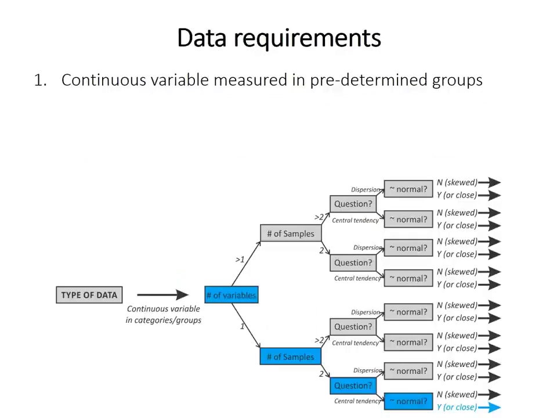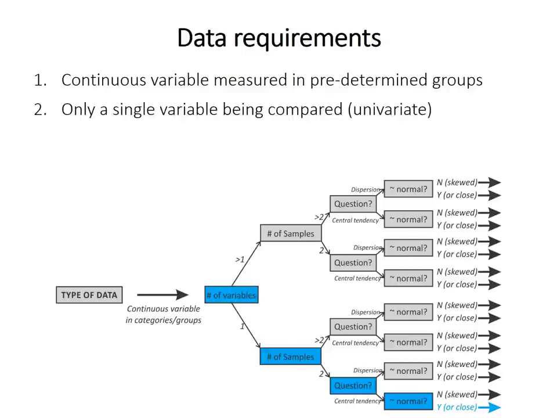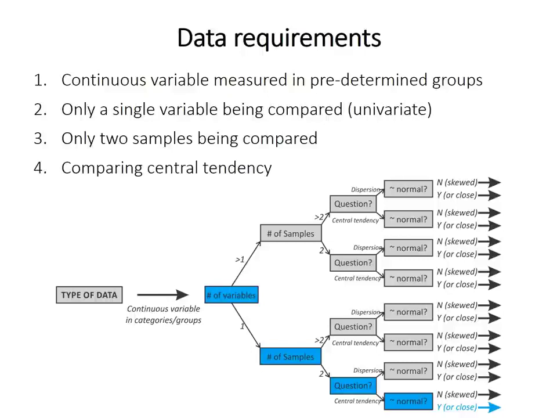So these are the requirements for performing a t-test, or the assumptions of the test. Your data must be measured with a continuous variable divided into predetermined categories, or groups. You must have univariate data, which means comparing only a single variable between the samples. The t-test compares only two samples, and it's designed to compare central tendency, the mean specifically. And finally, the t-test is a parametric test, so the data must be normally distributed. So if you follow the flow chart, you can see how you go from continuous data, one variable, two samples, central tendency with normal distribution.